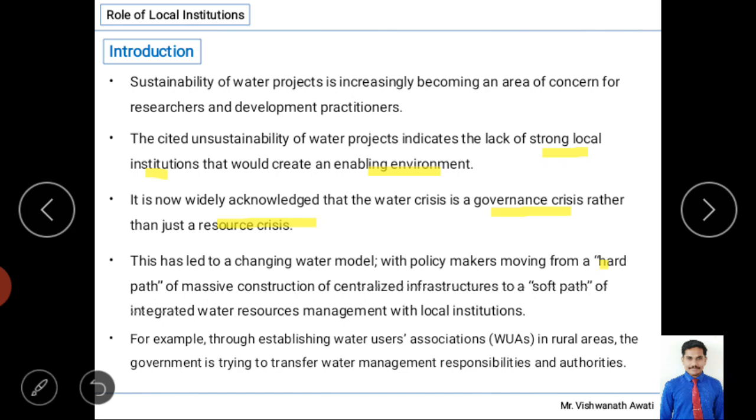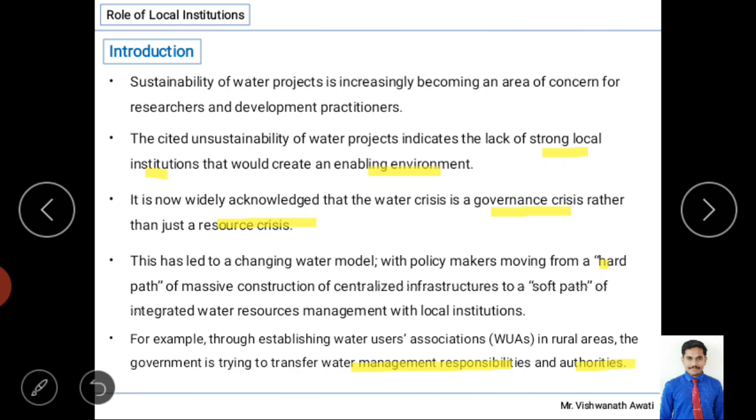Two words are very important here: the management responsibilities as well as the authorities. Authorities mean what? For example, some officers will be there, and the officers have some responsibilities and authorities. Both responsibilities and authorities the government is transferring to water users associations, right? We studied this, why they want to transfer.